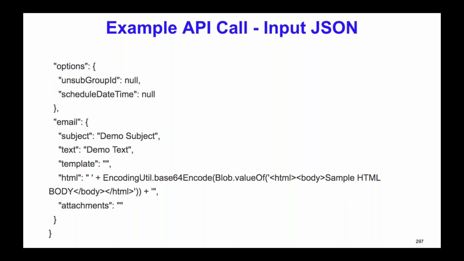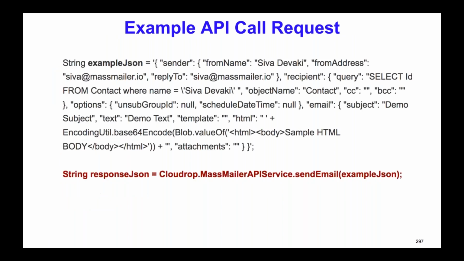Or you can actually just send the template ID, which is the Salesforce template ID. And if you have any attachments, you can also provide the Salesforce attachment ID. That way we can retrieve those attachments and pass them to the email processor behind the scenes. Okay. And this is the example API call request.